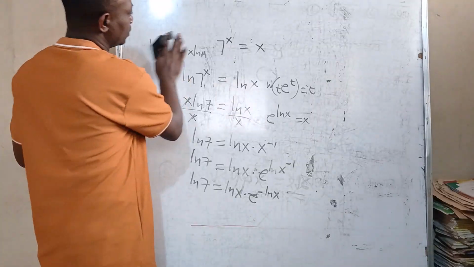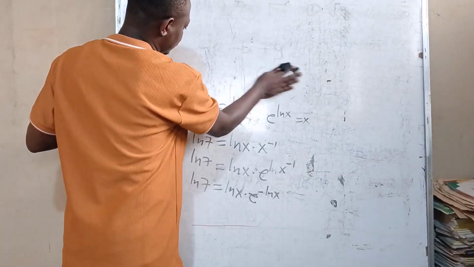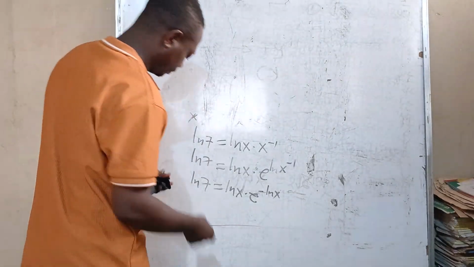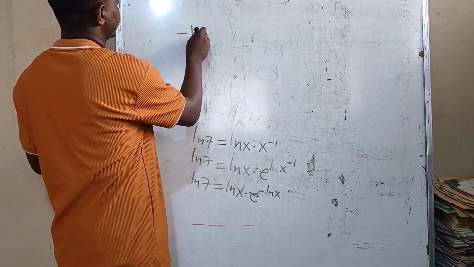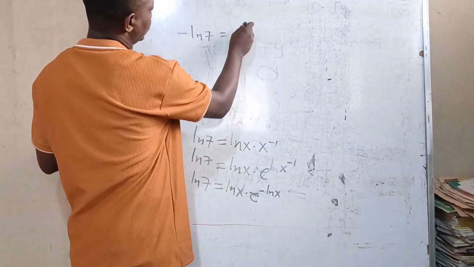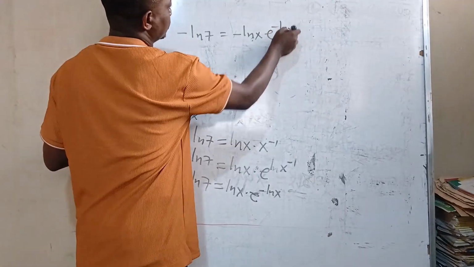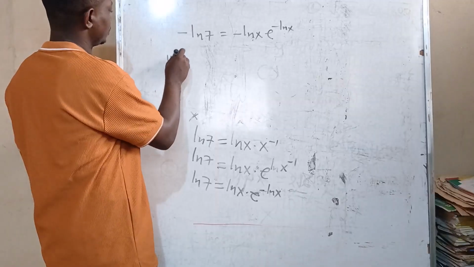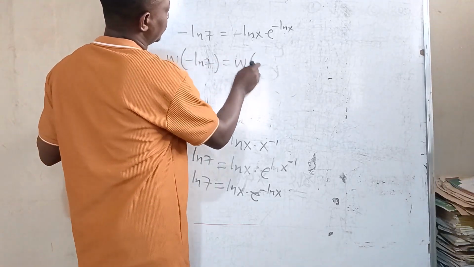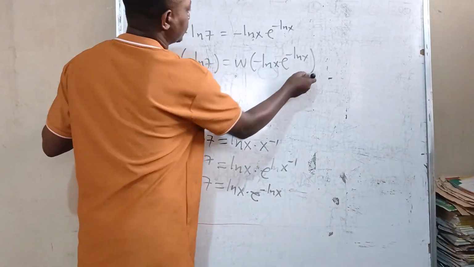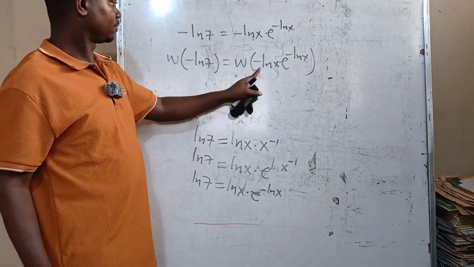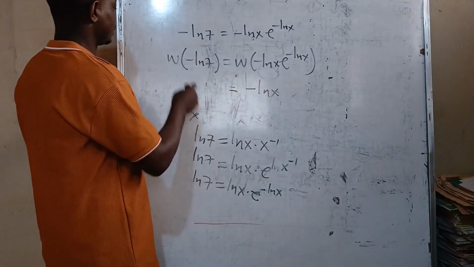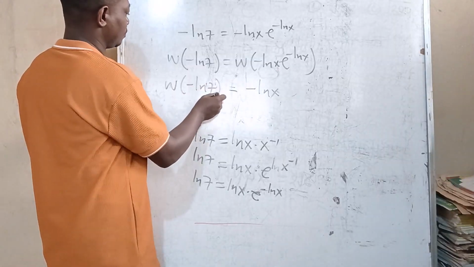What do we do? We have to multiply both sides by negative. Once I do that, from here I'll have minus ln of 7 equals minus ln of x times e raised to minus ln of x. This and that are equal. So I can proceed and take the W function of both sides. So from here, the W function of this is just minus ln of x, and this side will be the W function of that.